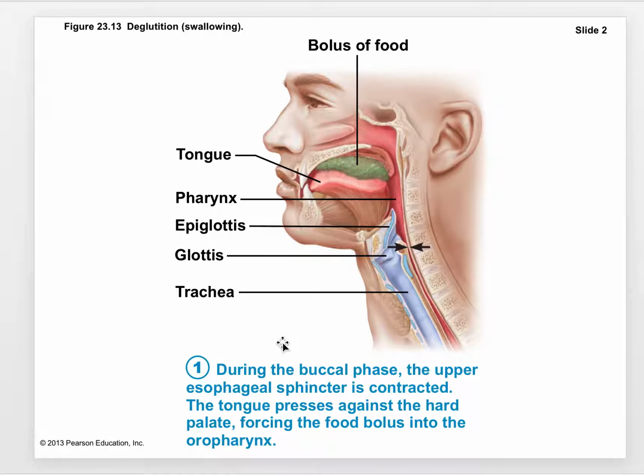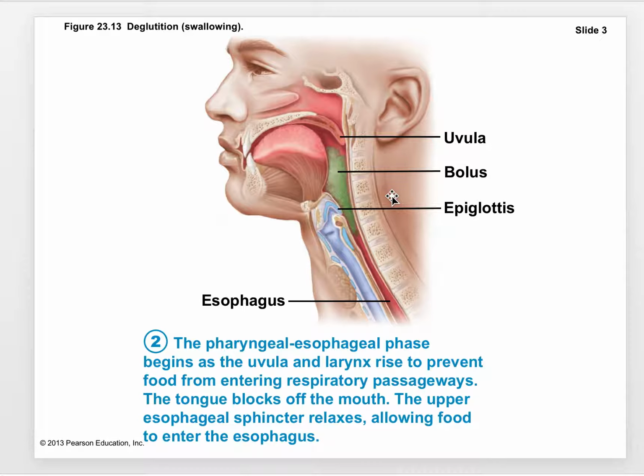So here's the stages of swallowing. During the buccal phase, the upper esophageal sphincter is contracted. The tongue presses hard against the palate, forcing the food down to the oropharynx, which is right here. So the food is here in the oropharynx.